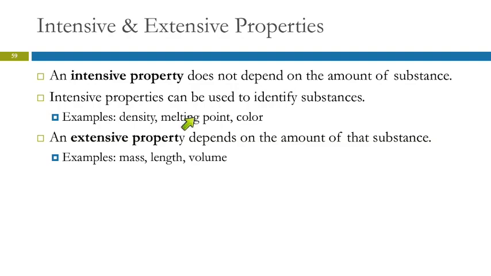The melting point. Ice melts at 0 degrees Celsius. Doesn't matter if you have one ice cube or a glacier. The melting point's the same. Color. You take a piece of candy and it's red and you cut it in half. It's still red. It doesn't depend on the amount of substance. Those intensive properties are intrinsic to that substance.